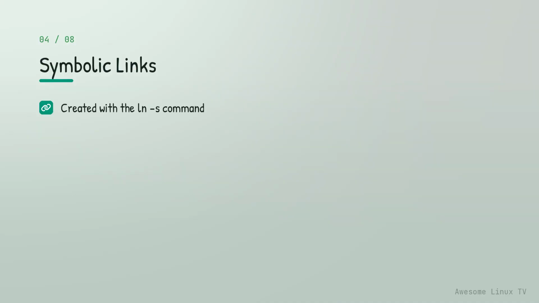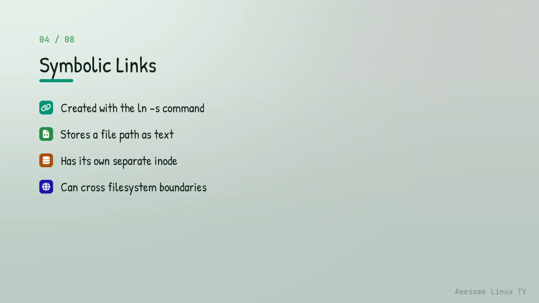A symbolic link is a tiny file that stores a path string, basically a note that says, look over there. It has its own inode, completely separate from the target. When you open a symlink, the kernel reads the stored path and follows it to wherever it leads. That flexibility means symlinks can cross file systems and point to directories, but the trade-off is real. If the target gets moved or deleted, the symlink is dangling.